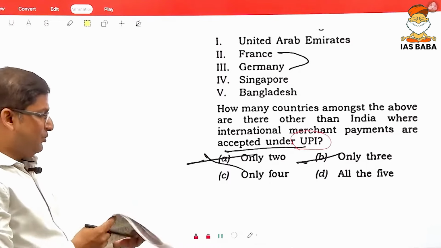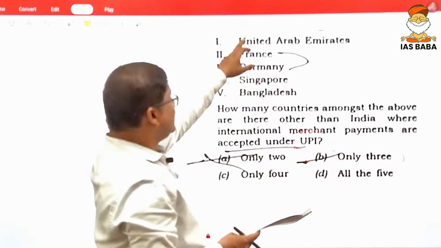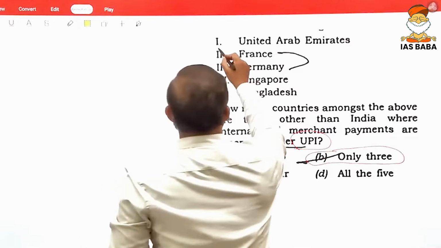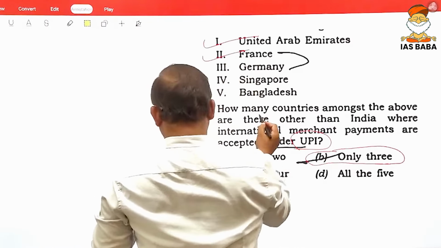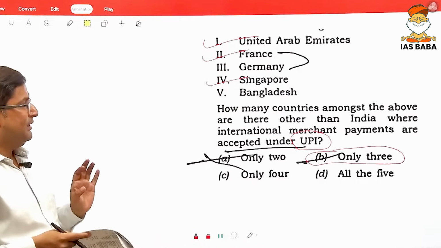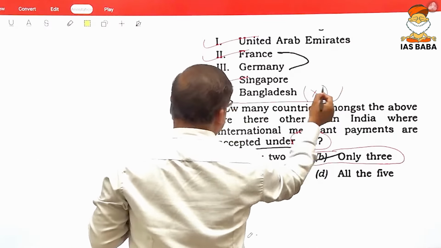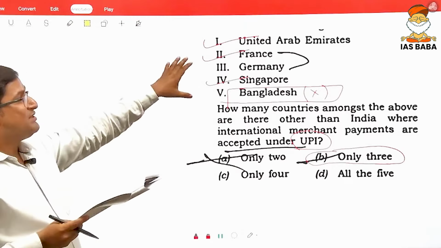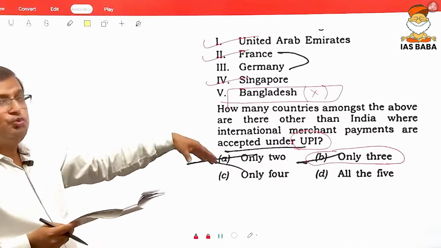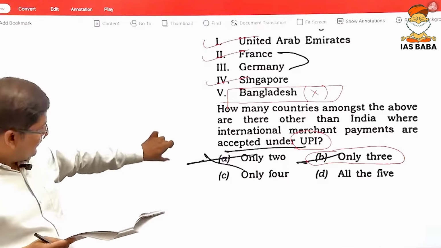So the answer to this question would be only 3 countries in the given options. There are other countries also, but only 3 countries, that is United Arab Emirates, France and Singapore. Germany and Bangladesh are still not accepting money through UPI. See, you can easily eliminate Bangladesh because we do not have a good cordial relation with Bangladesh. But this is a factual question, and this was in the news in current affairs throughout the year. In how many countries has UPI been accepted? So this is all about the questions which have been asked in the UPSC.